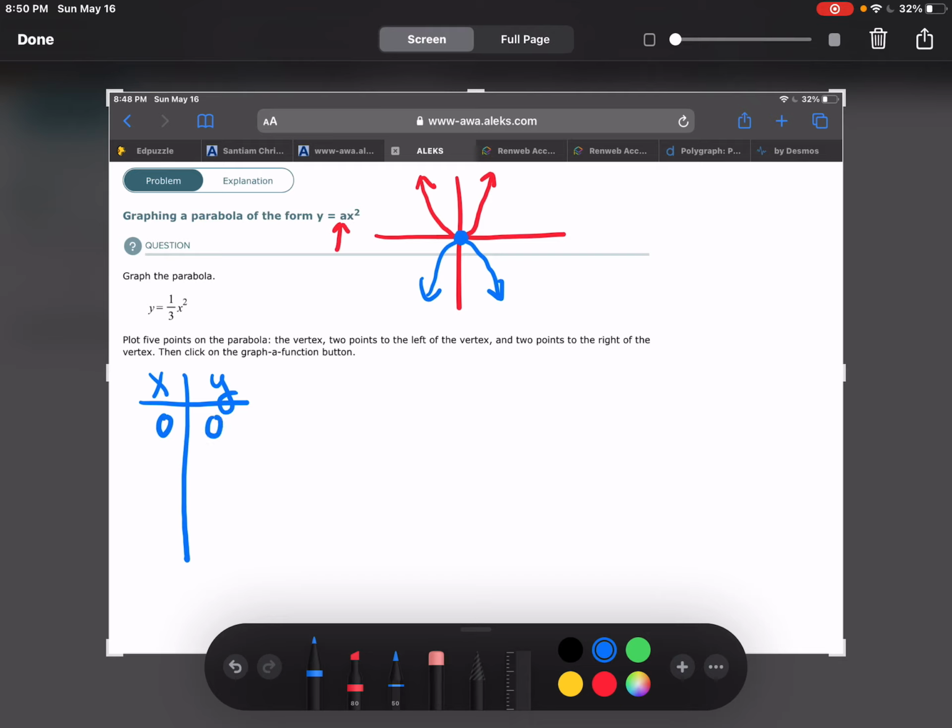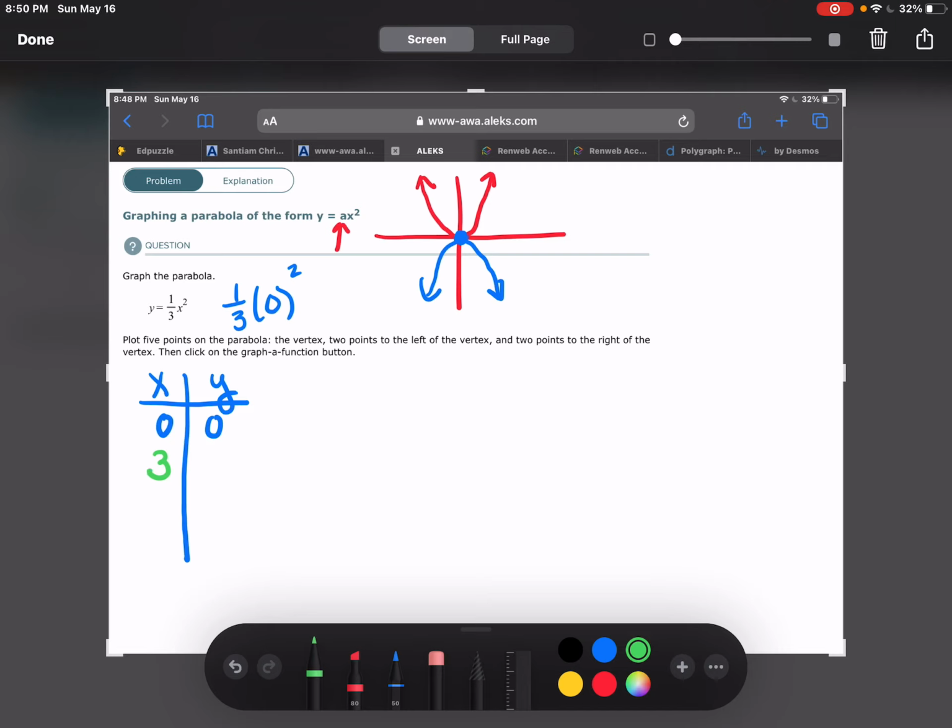If I plug in 0, I will have 1/3 times 0 squared. 0 squared is 0, and 0 times 1/3 is 0. So we definitely have that 0 and 0 point. Then you could come up with some other points. I'm looking for something that's going to be a little easier with that 1/3, but you can certainly use a calculator if you need to.